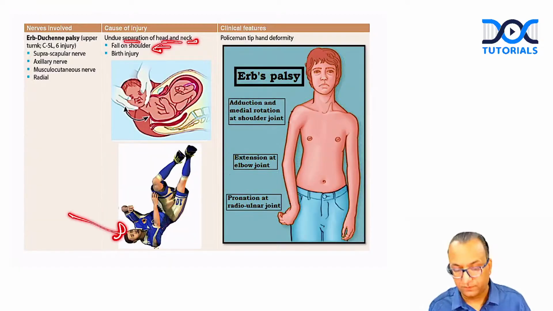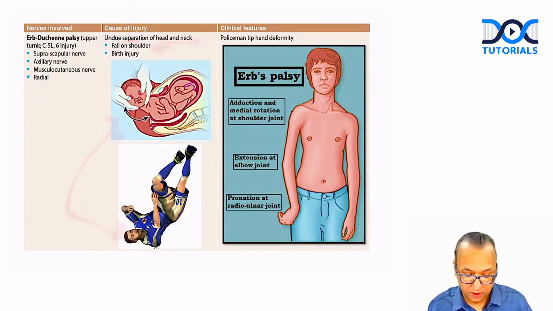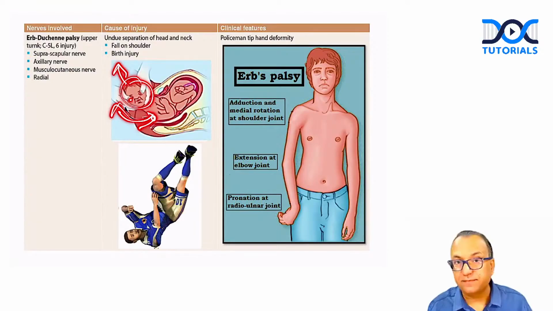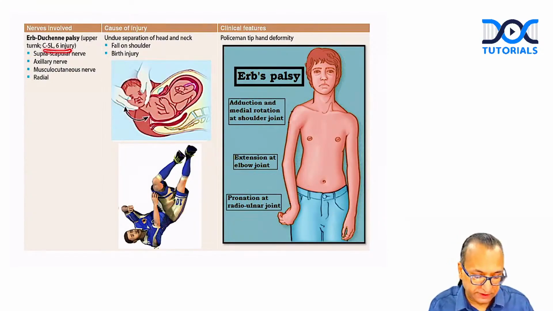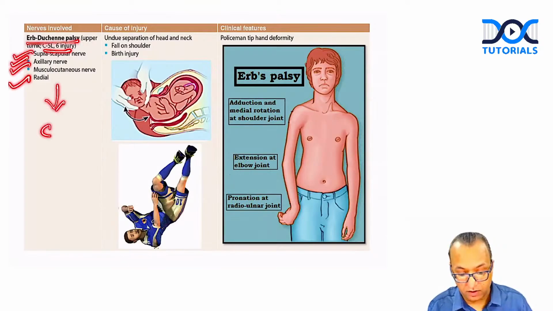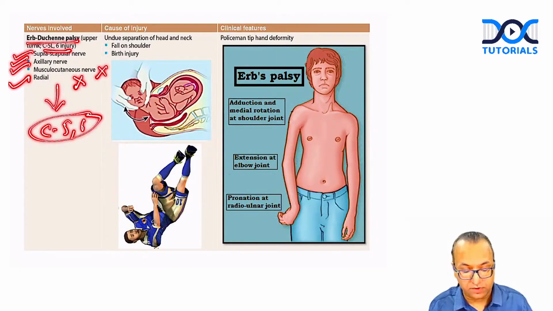That is the case we are telling, or maybe during difficult labor, you are trying to pull the baby out, head and shoulder, there's undue separation. Damage is C5-C6 upper trunk, of Erb-Duchenne palsy, nerves like suprascapular, axillary nerve, musculocutaneous, radial nerve. Remember the root value. It is partial lesion of radial nerve, partial lesion of musculocutaneous nerve, total lesion of axillary nerve, total lesion of suprascapular nerve.